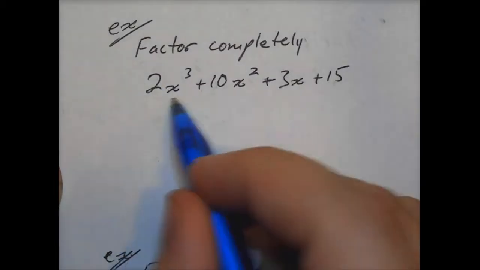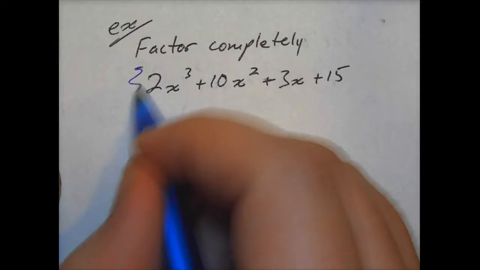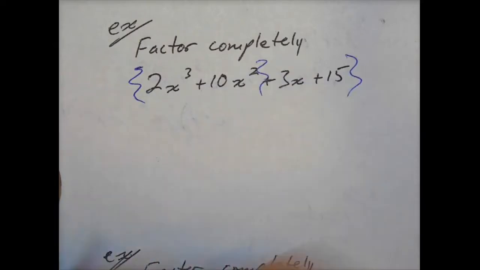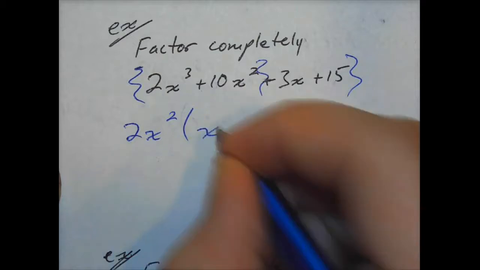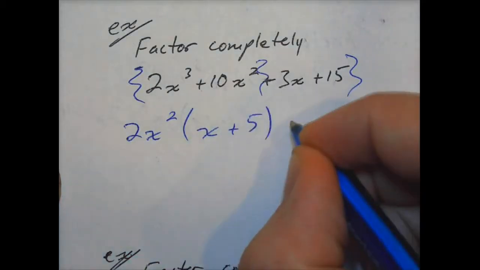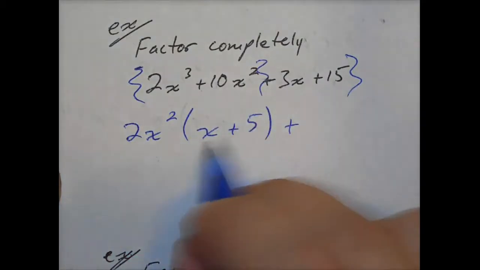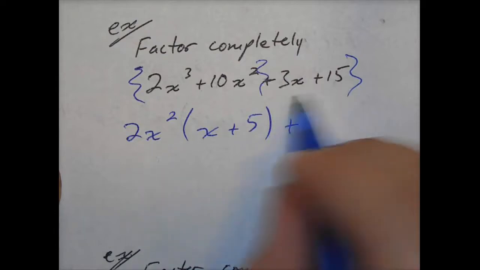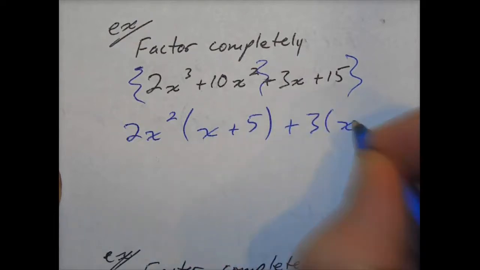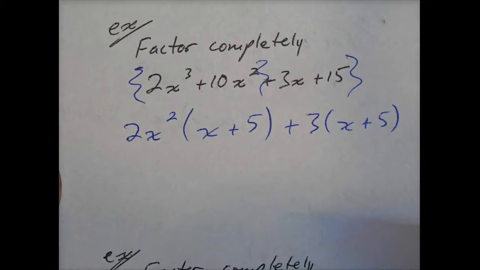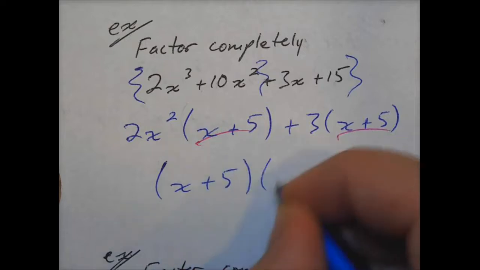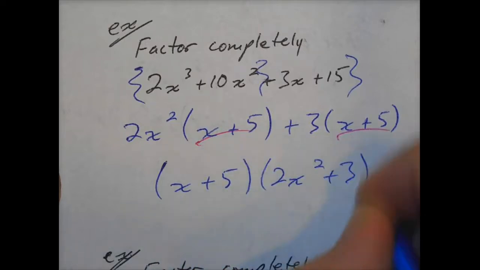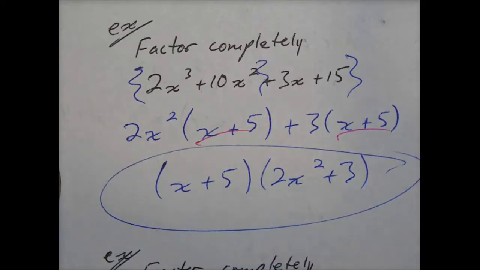So again, 2x cubed plus 10x squared plus 3x plus 15. So if I factor by grouping, these two in common have a 2x squared. I'm still left with x plus 5. Now if I can make an x plus 5 term by taking something out here, well, it looks like I can factor out a 3 such that it's x plus 5. Now I have an x plus 5 term in common. These are in common with both of them, so if I factor that out, I have x plus 5 and 2x squared plus 3. Nothing else will factor any further. That's it.